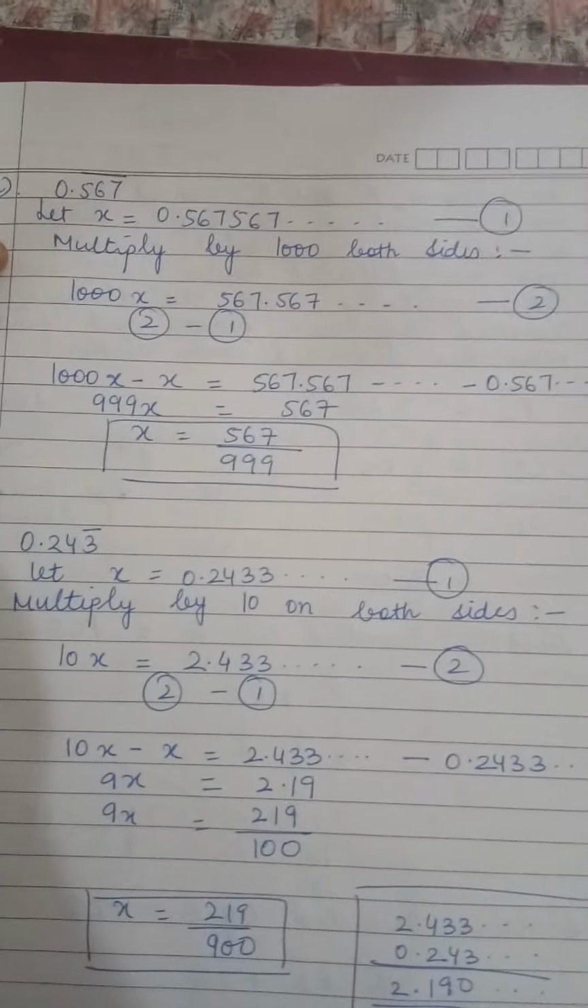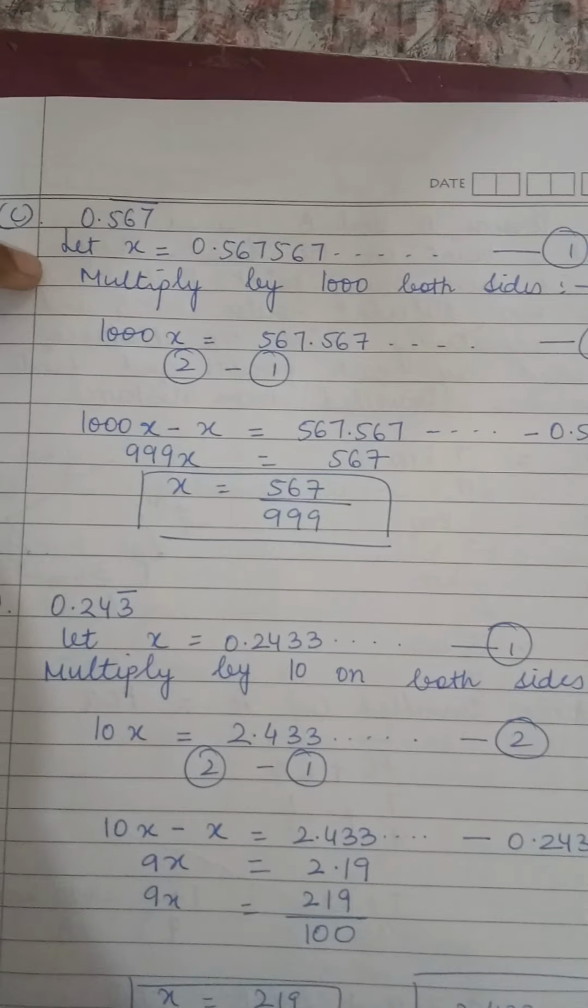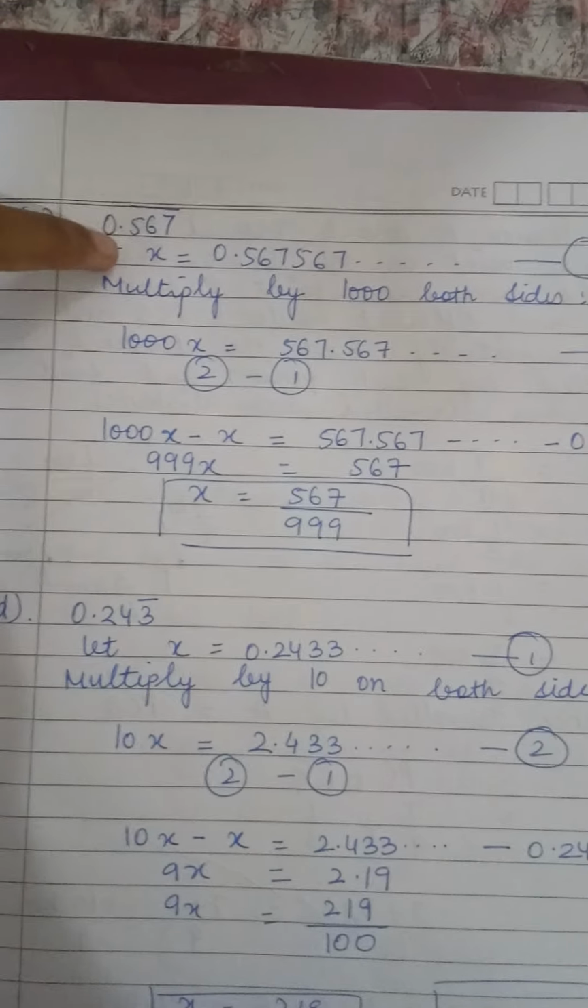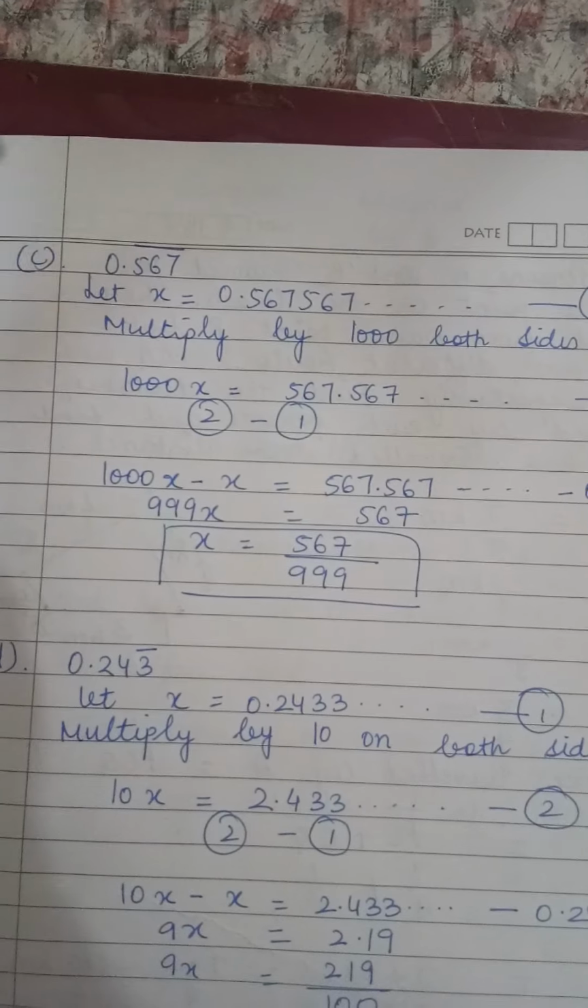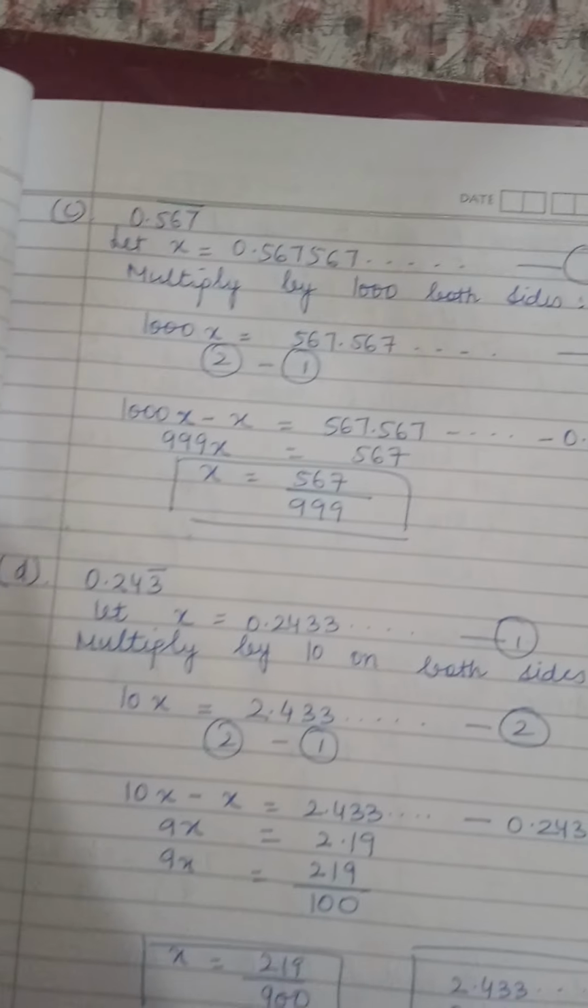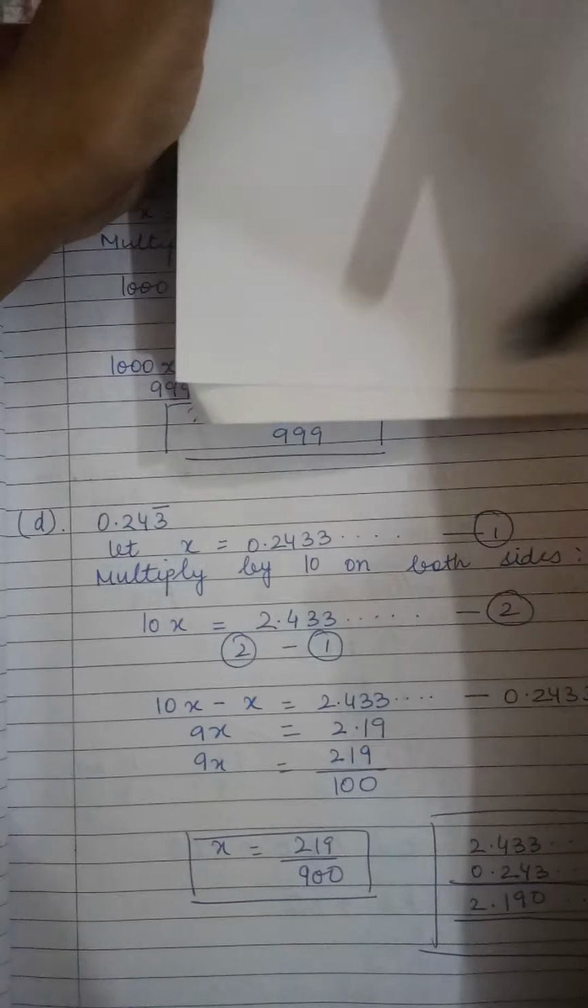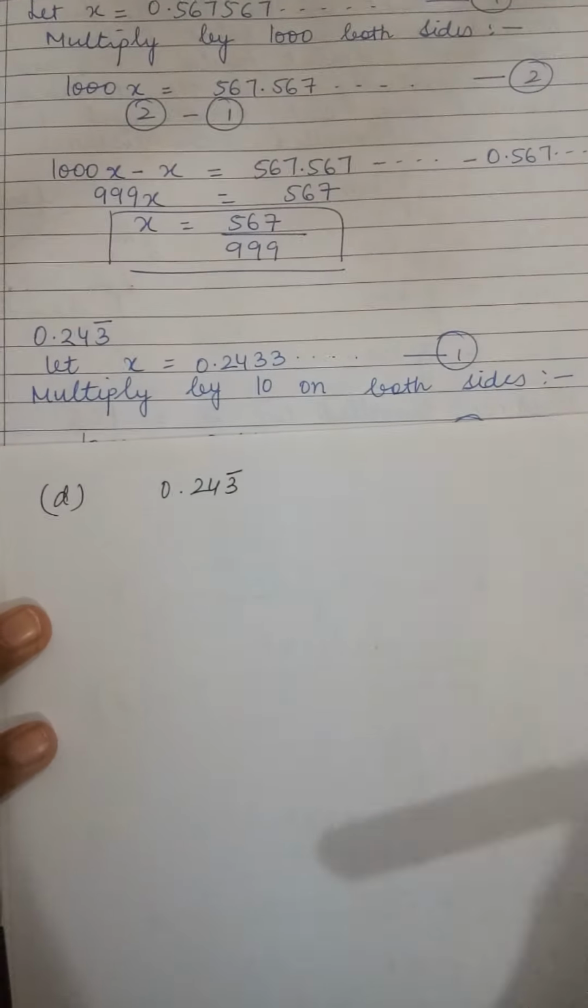Similarly, C part also you can try it by yourself. In C part we have multiplied both sides by 1000 because we are having 3 digits below the bar. So you can try the C part by yourself. I will be doing now D part. So D part is 0.243 bar, and I have to represent this in the rational form.